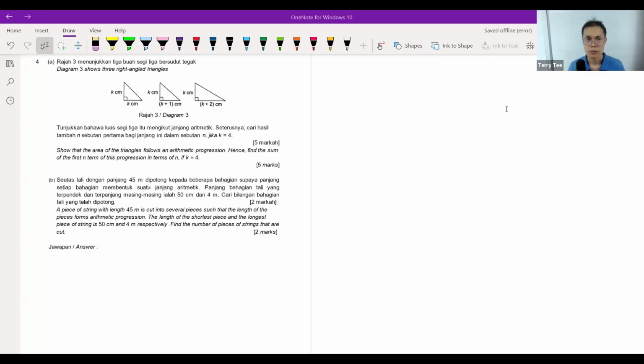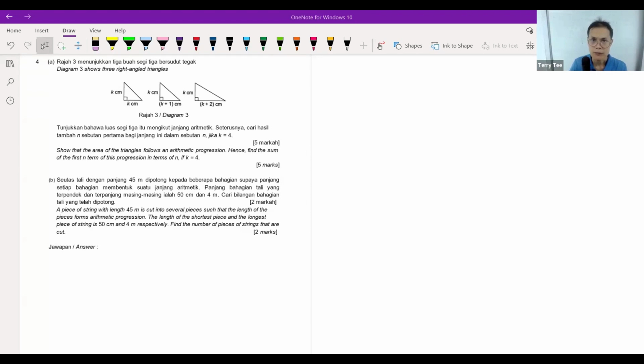Okay, moving on to question number 4. This is from Form 4, Chapter 5, progression. So this is an arithmetic progression. Here we are given 3 right angle triangles with the measurements. You can see k, k plus 1, k plus 2, and so on. So you're supposed to show that the areas of the triangles form an arithmetic progression, and then find the sum of the first n terms if your k is 4.